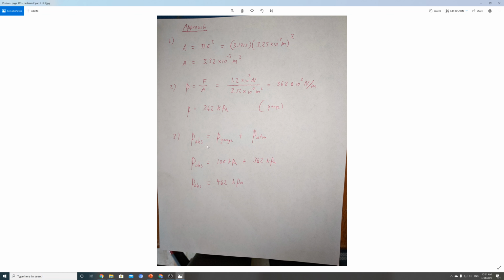So now what we do is we use that: the gauge pressure plus the atmospheric pressure. We add those two together, and we come up with an absolute pressure of 462 kPa. And that is that problem.